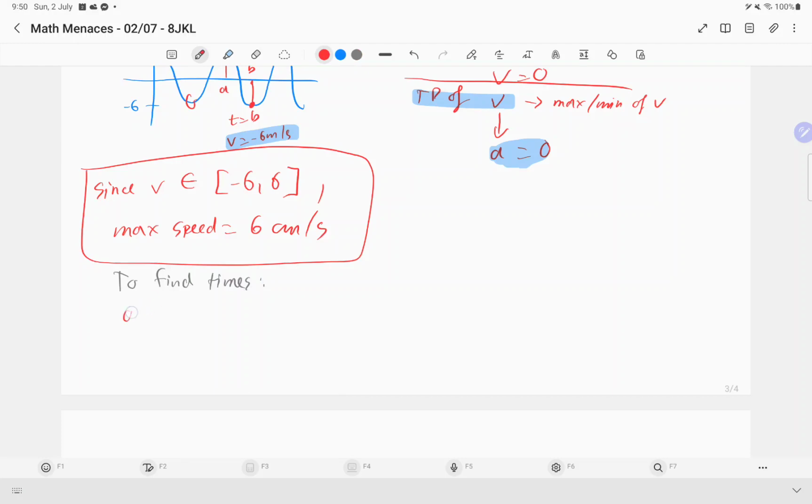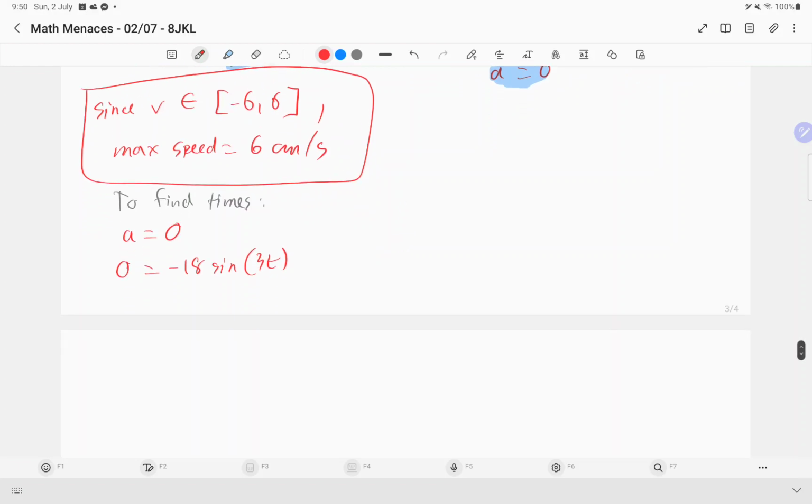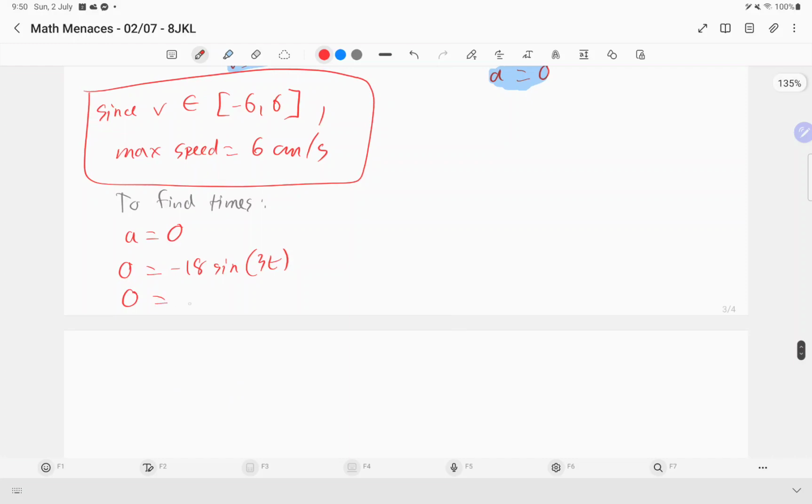So, it would be 0 equals negative 18 sine of 3t. Would you divide 0 by negative 18? Correct. So just get 0 equals sine of 3t. So that's just 0 though, isn't it? Well, it could either be 0 or pi. Yep. But in this case, there are how many answers?